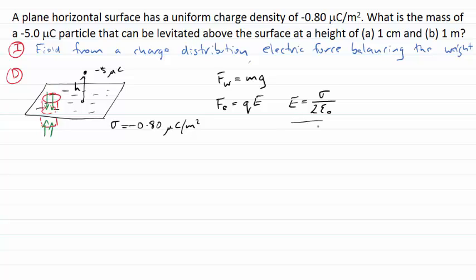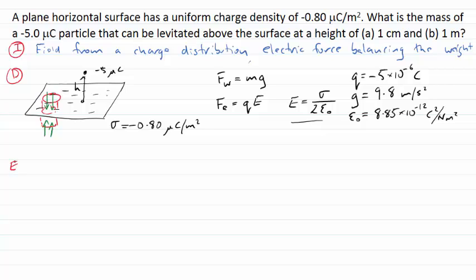Some important values we get from this question are the size of the charge, which in this case is minus 5 microcoulombs. We also need to perhaps look up and remind ourselves the gravitational acceleration constant here, 9.8 meters per second squared. We'll also need the permittivity constant, which in SI units is 8.85 times 10 to the minus 12, and the units for that are coulomb squared per Newton meter squared. Now we're ready to do our evaluation step.